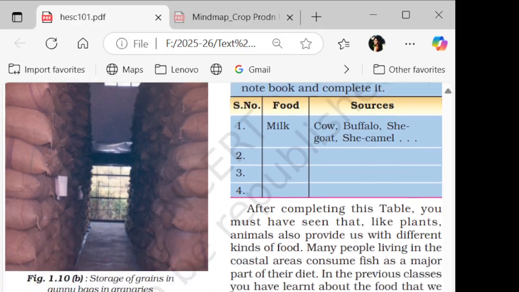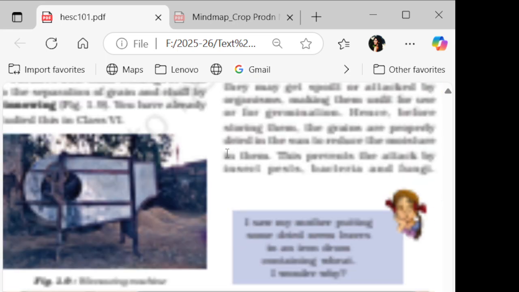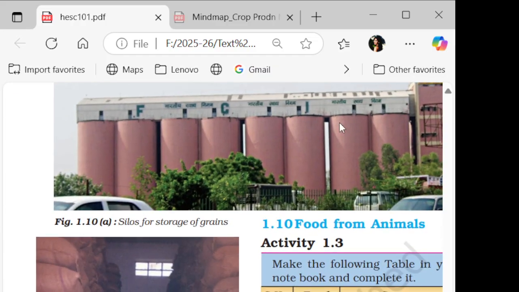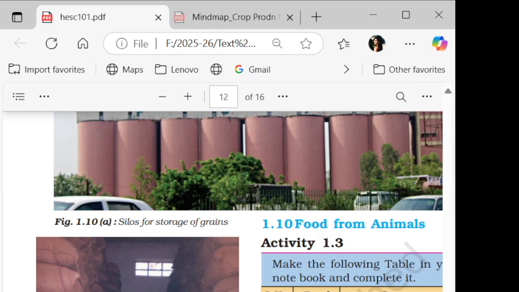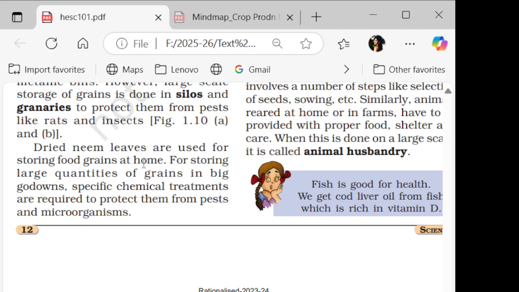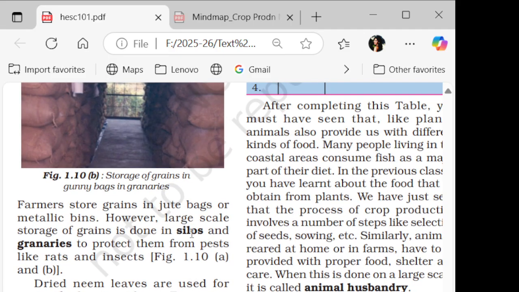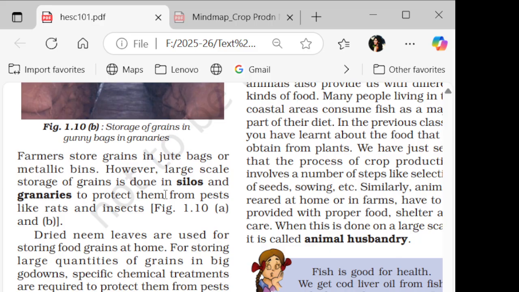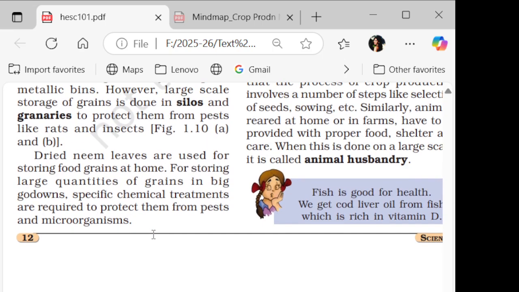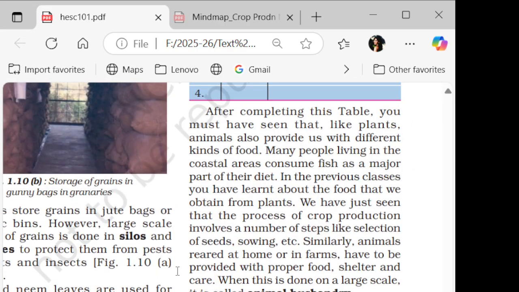Now let's see, where do farmers store the grains? So they store the grain in jute bags or metallic bins, and large scale storage of grains is done in silos or granaries. These are the silos. See here, they have shown you, these are the silos, and granaries are huge rooms. You must have heard about granaries when you studied the Harappan civilization, right? They used to have many granaries to store their grains. And here our farmers also use silos or granaries, big rooms, big godowns, okay, to protect them from pests and rats. Dried neem leaves are used at home for storing food grains, and big godowns are also used.